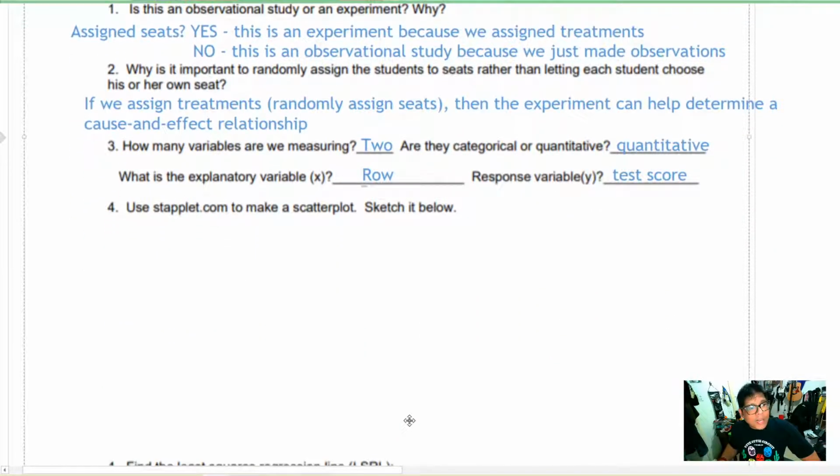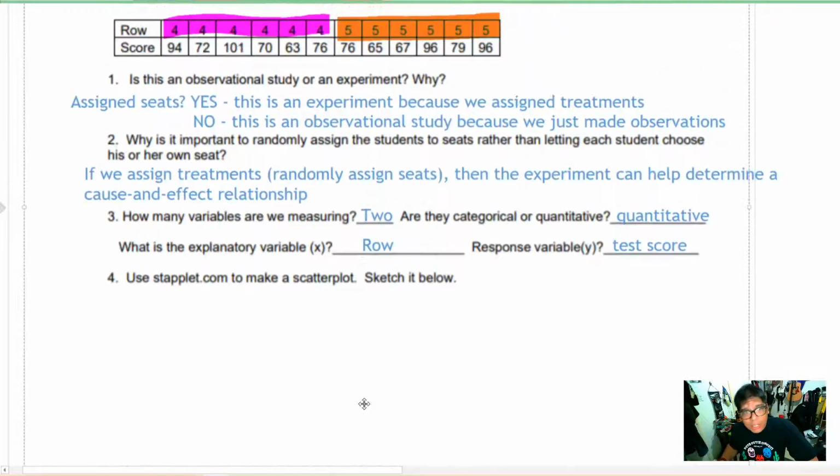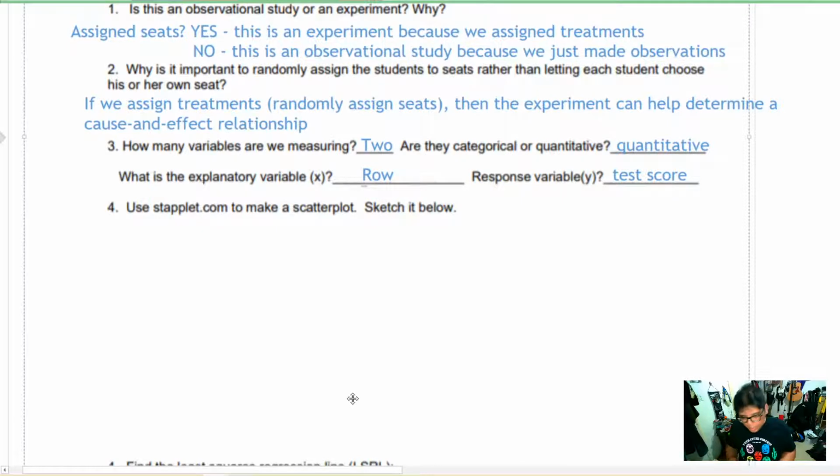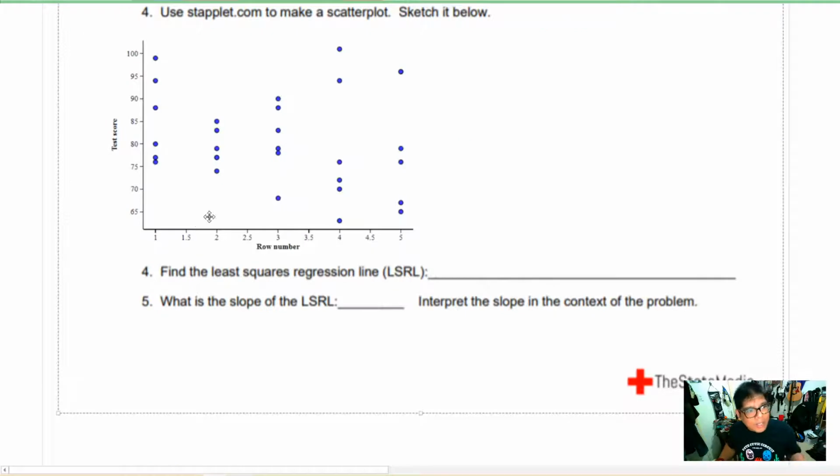Now, next we're supposed to use Statplet to make a scatter plot, and I don't want to make too much of a fuss about this. We could definitely go into Statplet and do that, but let's just take a look at what the scatter plot looks like. It looks like this. Here in row 1, we have the test scores up here. Row 2, we have the test scores over here, slightly lower, actually pretty consistently lower. Row 3, we have one test score that's lower, but the rest of them are a little bit higher than we would expect. Row 4, we're kind of all over the place. And row 5, most of these are lower, except for this one right up here.